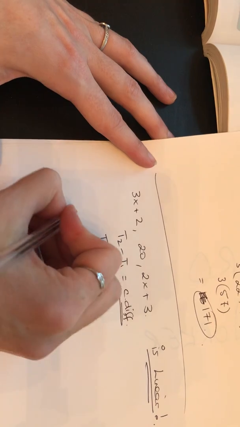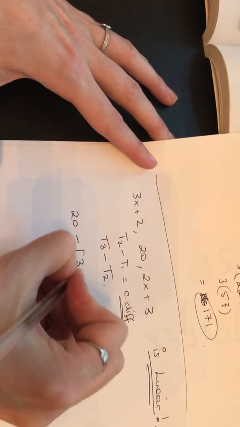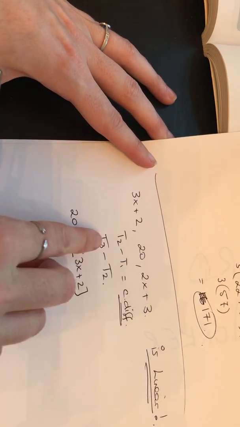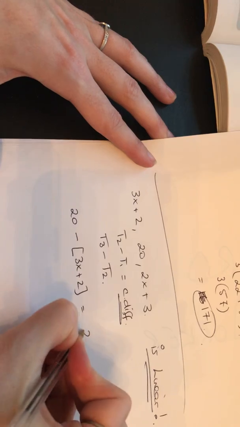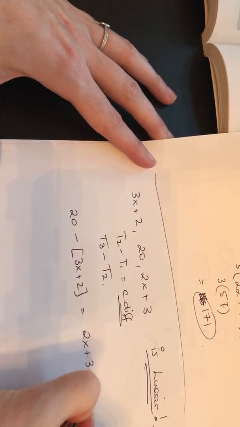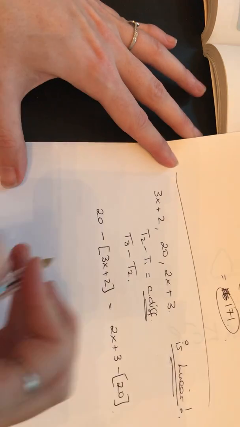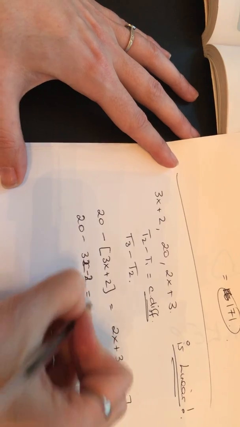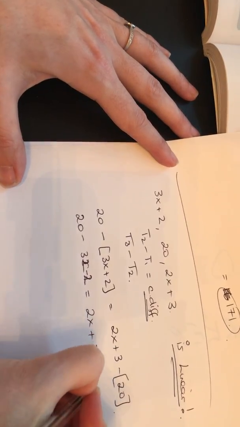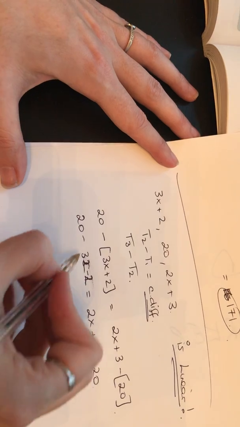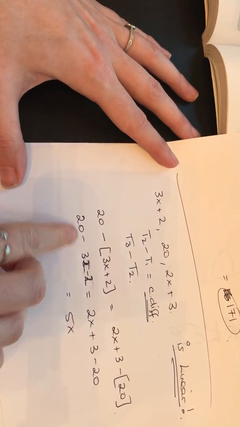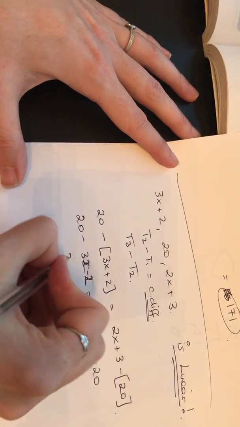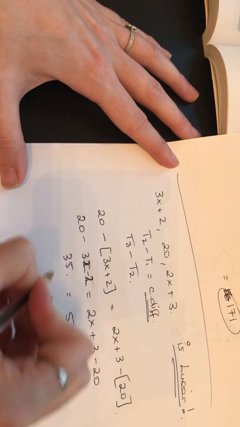So what is term 2? 20 minus term 1, 3x plus 2. I should get the exact same answer because it is linear if I subtract T3 minus T2. So that's 20 minus 3x minus 2 is equal to 2x plus 3 minus 20. And you can bring all your x's to one side, so that becomes 5x. And then I have 20, that's 40, 38, 3, 35. x is 7.